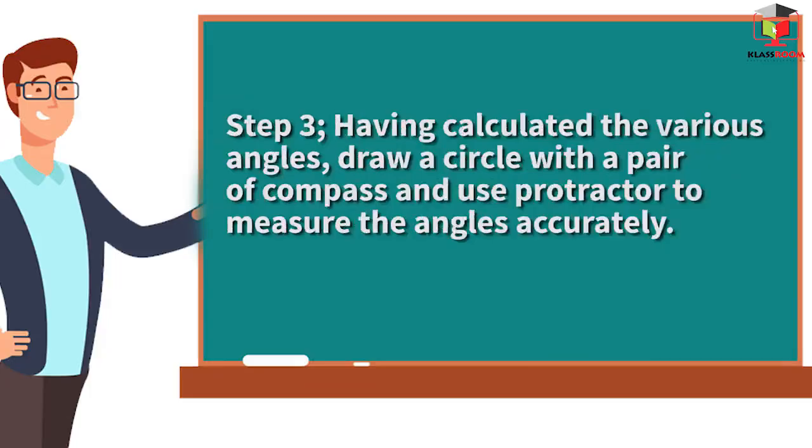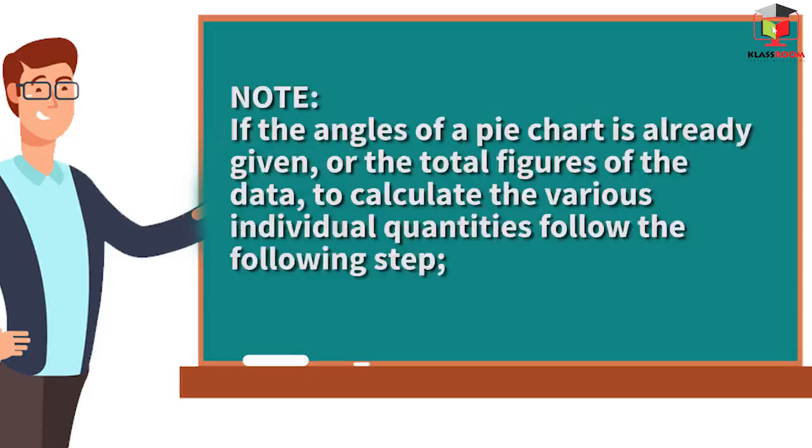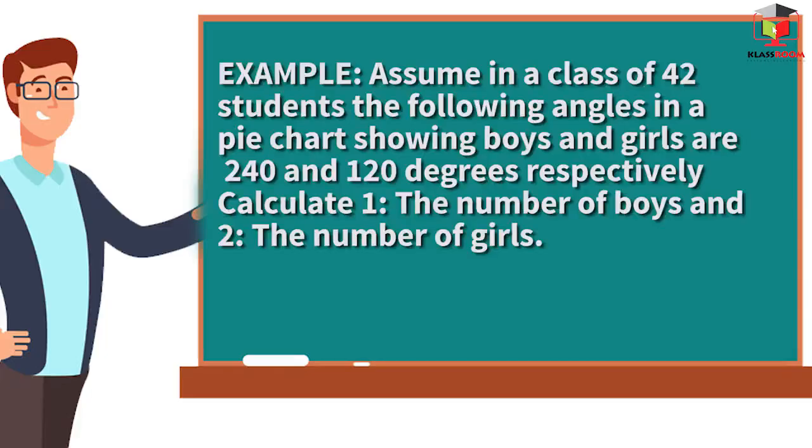Step 3. Having calculated the various angles, draw a circle with a pair of compasses and use a protractor to measure the angles accurately. Note: if the angles of a pie chart are already given, or the total figures of the data, to calculate the various individual quantities, follow the following steps. Example: assume in a class of 42 students, the angles in a pie chart showing boys and girls are 240 and 120 degrees respectively. Calculate 1, the number of boys, and 2, the number of girls.